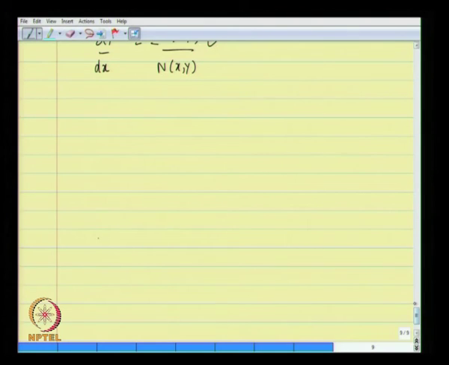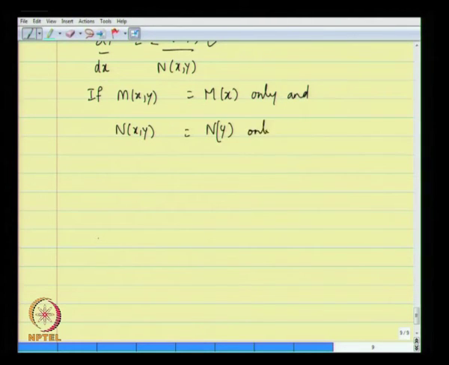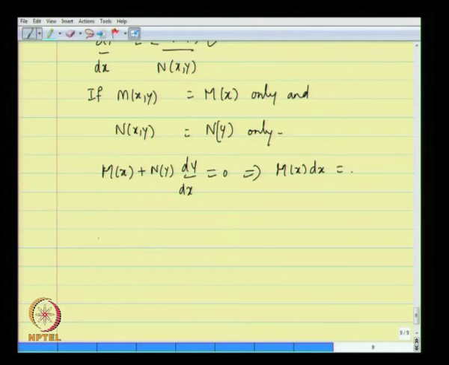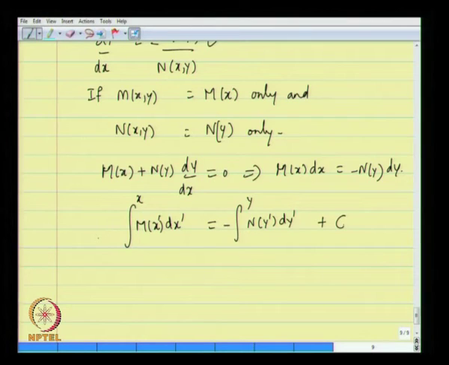Now, if M of x, y is only a function of x, and N of x, y is only a function of y only, then it is easy to separate this equation because it is M of x plus N of y dy by dx is equal to 0. And you can immediately solve this as M of x dx is equal to minus N of y dy. And so you can integrate this into the integral of M of x prime dx prime is equal to minus the integral of N of y prime dy prime plus, of course, a constant that you add as the constant of integration.